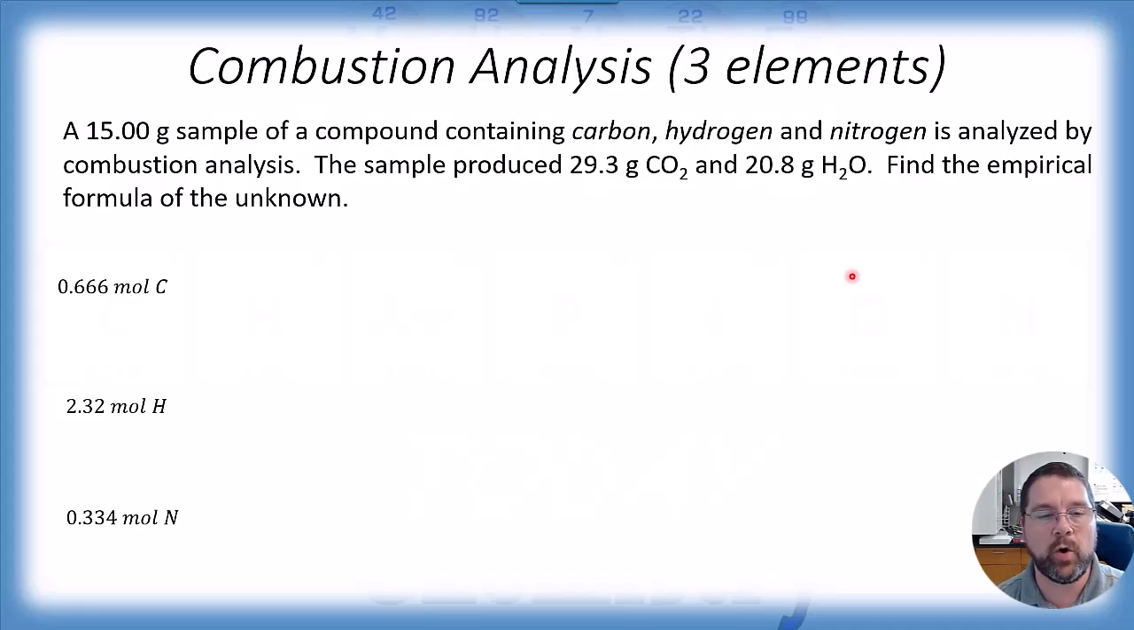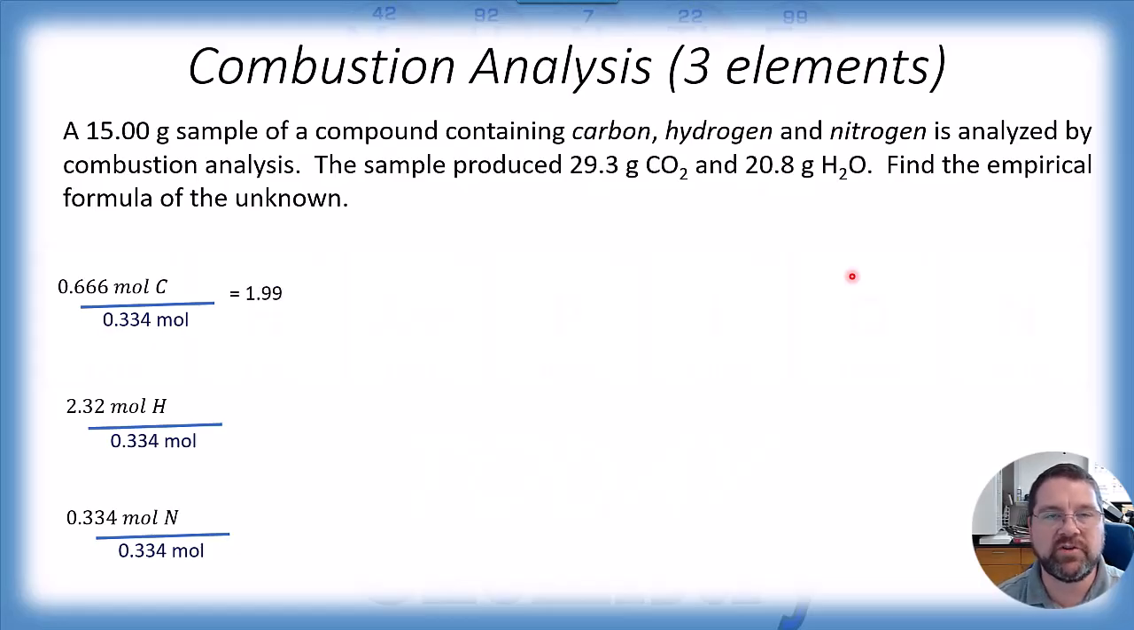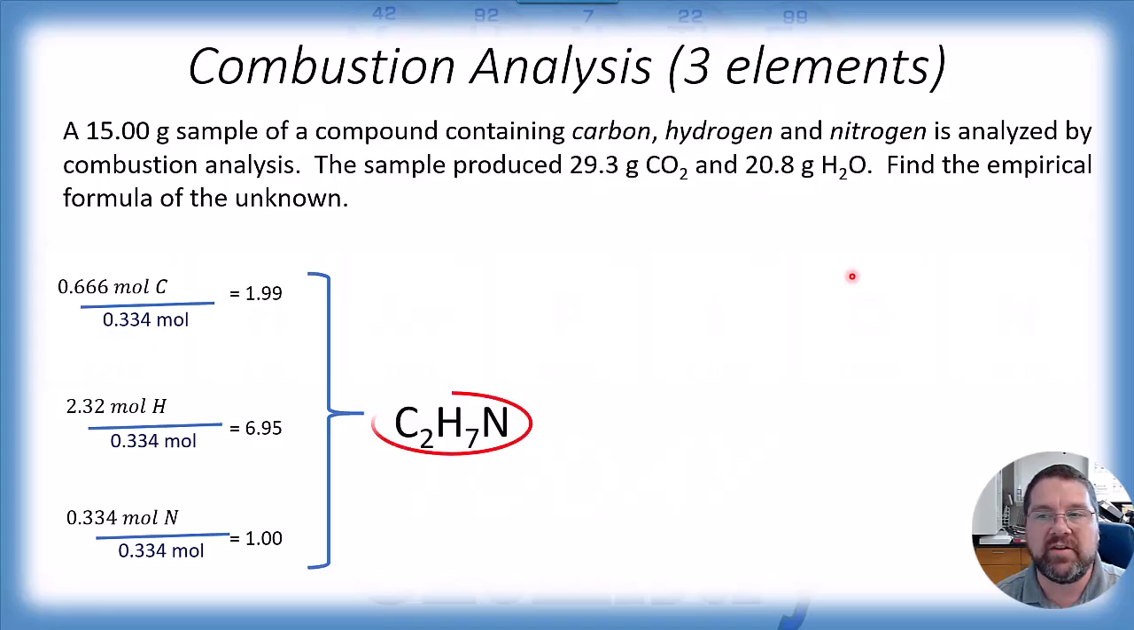All right, so cleaning this up a little bit, let's focus on just those mole quantities there. The smallest mole quantity we have is 0.334 moles, so we're going to divide all 3 by that. For carbon, we get 1.99, which is close enough to 2 for us. For hydrogen, 6.95, close enough to 7. We'll call that 7. And then the last one for nitrogen is obviously 1. So putting those together, we would get an empirical formula of C2H7N.